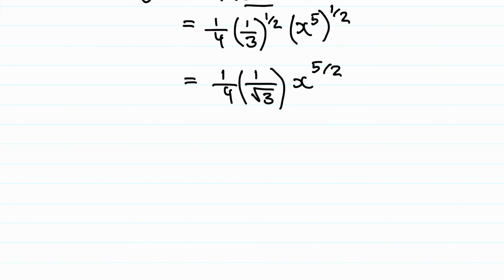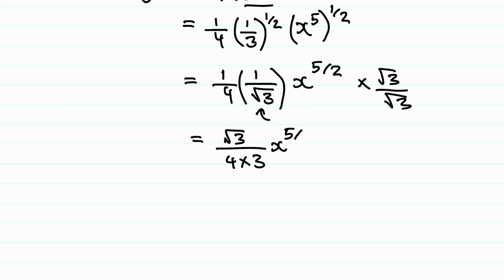And then could we simplify this any further? Well, I guess we could rationalize this denominator because we currently have a square root there. So we could multiply everything through by root 3 over root 3 or something. And that would give us root 3 over 4 times 3, x to the 5 over 2, which would leave us with root 3 over 12 x to the 5 over 2.